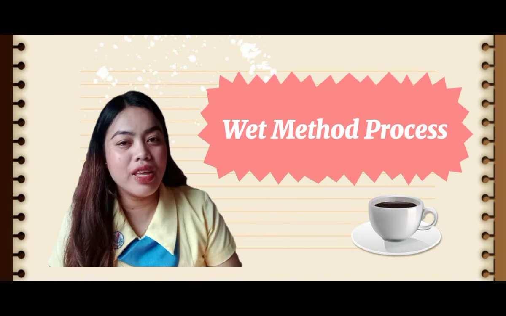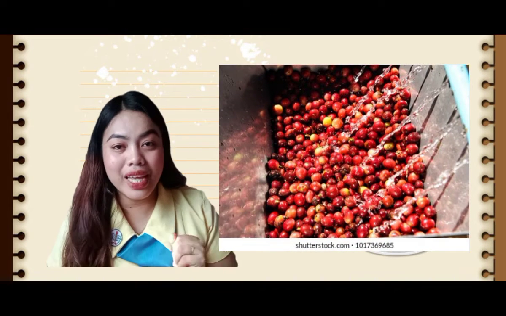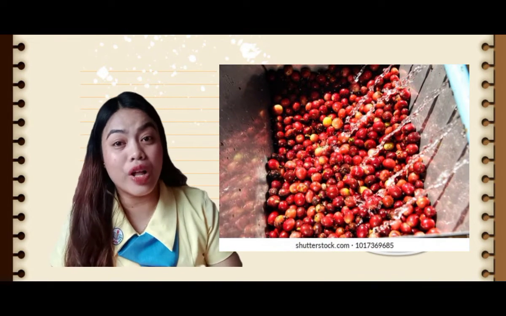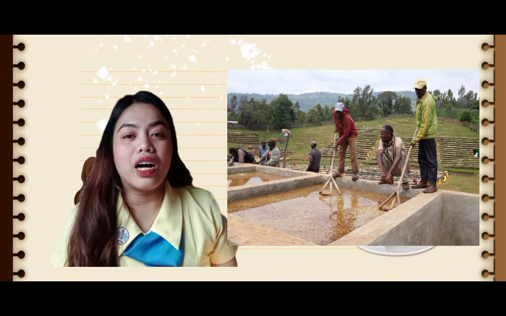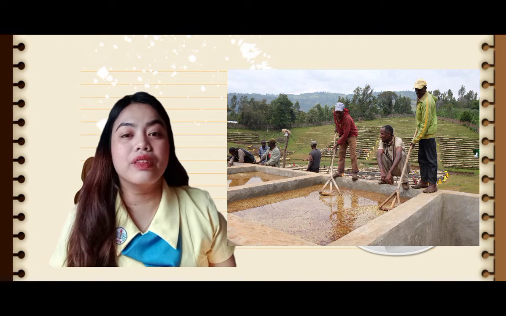First, we have the wet method process coffee. So this method are hand-picked and then soaked in water for 6 to 12 hours. They are washed to be cleaned and water is gently sprayed over them to remove the pulp and any debris.